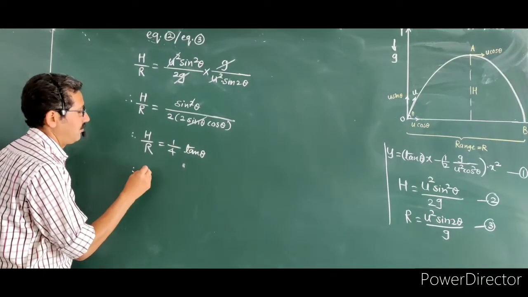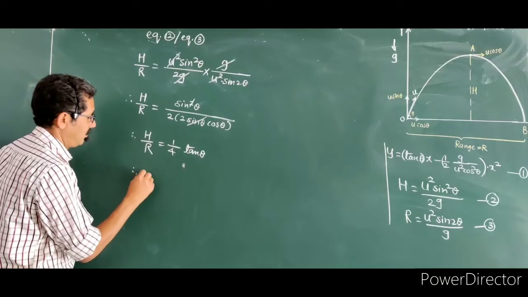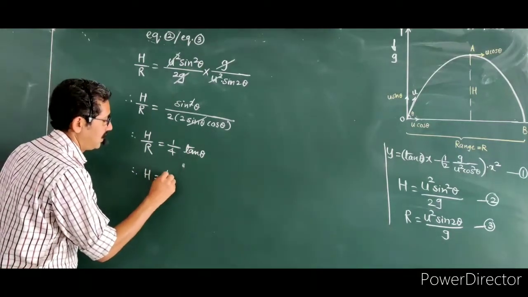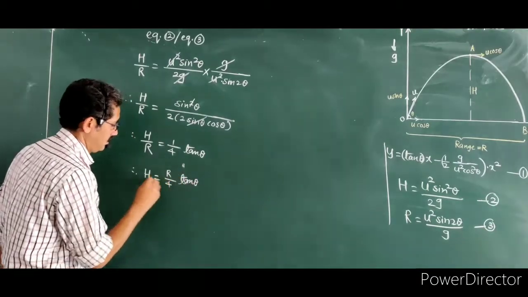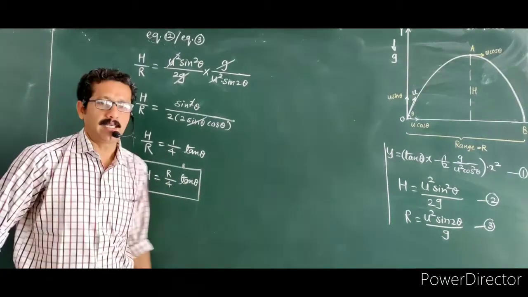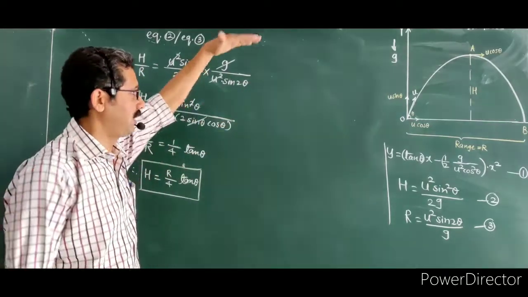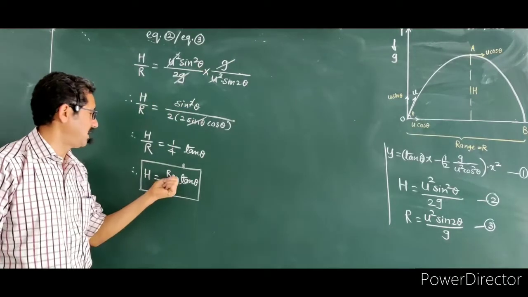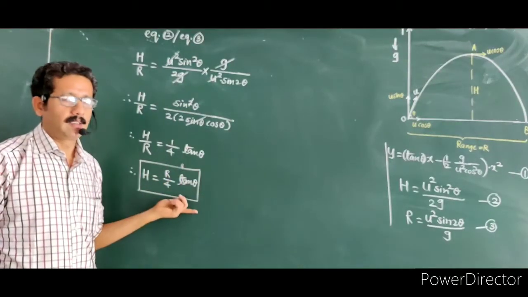And therefore I will find that h is equal to r by 4 times tan theta. So this is the relation between h and r. The height of projectile, the maximum height it can reach vertically, and the range are always related to each other with this particular relation.